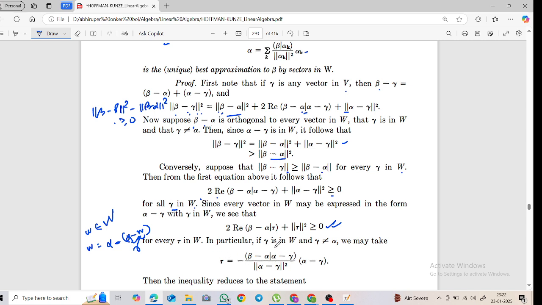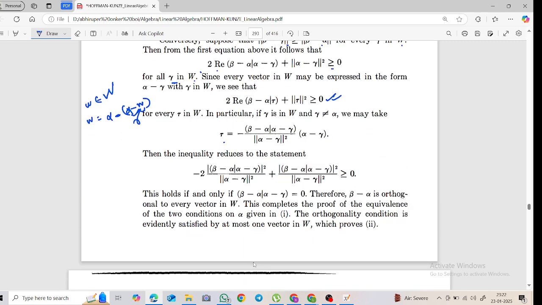In particular, if gamma is in W, they have chosen a particular gamma, okay, and not gamma, this is tau. For this particular tau, this inequality reduces to this statement. Okay. Now this holds true if and only if this is 0. Okay. Therefore, beta minus alpha is orthogonal to every vector in W.